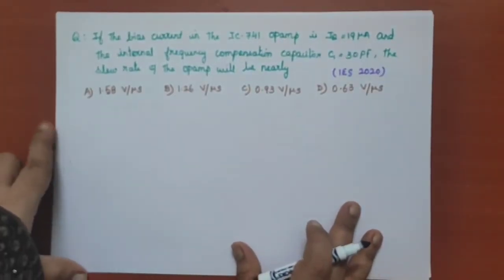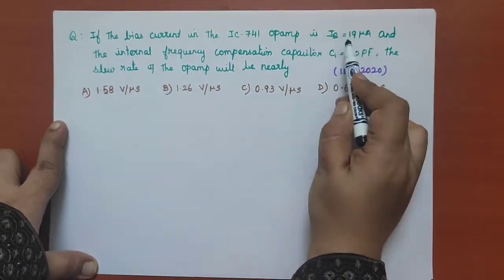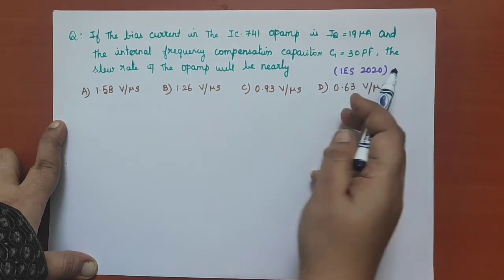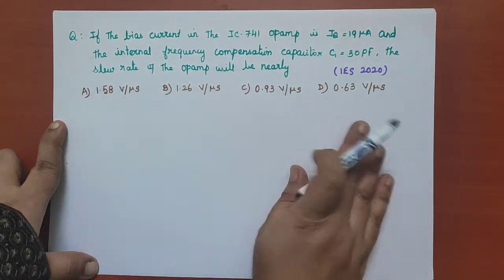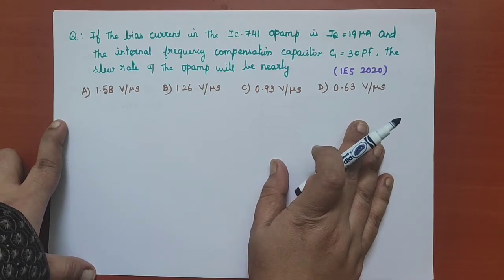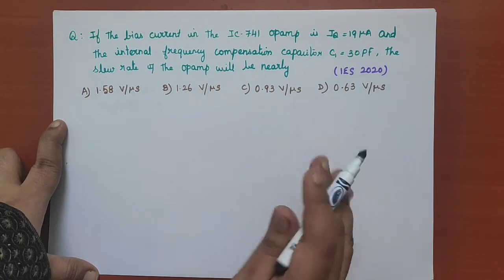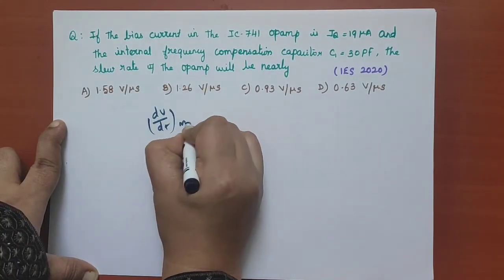Okay. The next question is, if the bias current in the IC 741 op-amp is IQ equal to 19 microamp and the internal frequency compensation capacitor is 30 picofarad, the slew rate of the op-amp will be nearly... So we have to find the slew rate. Now what is slew rate? Slew rate is nothing but the maximum rate of change of output voltage. We can say slew rate is represented as dV by dt max.